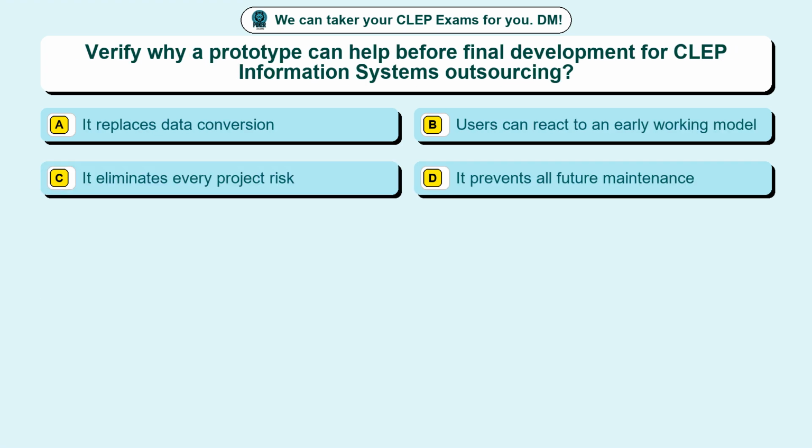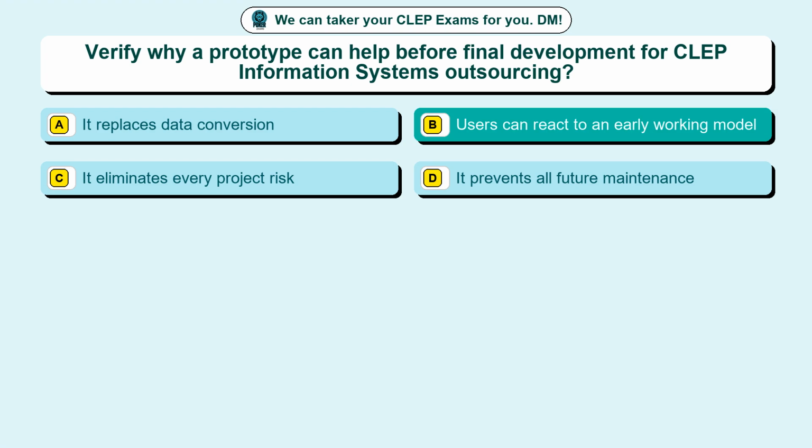Question 68. Verify why a prototype can help before final development for CLEP Information Systems outsourcing. Option A. It replaces data conversion. Option B. Users can react to an early working model. Option C. It eliminates every project risk. Option D. It prevents all future maintenance. The correct answer is option B.